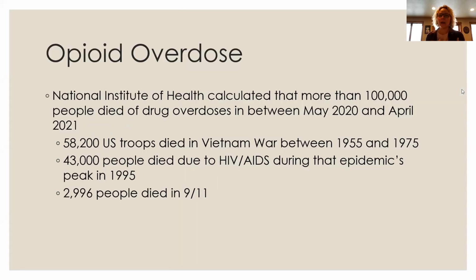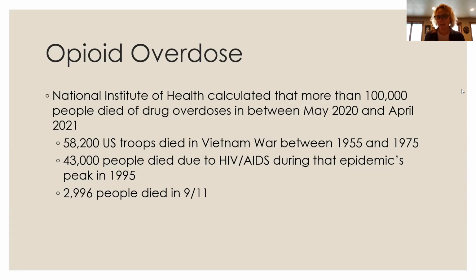NIH calculated more than 100,000 people died of drug overdoses. And again, this is not just opiates, this is all comers between May 2020 and April 2021. Compare that to the 58,200 people who died during the Vietnam War in 20 years. And AIDS at the peak of the epidemic, which some of you are probably too young to remember. I was going to college at this time, so I very acutely remember this, 43,000 people died during the peak of the AIDS epidemic.